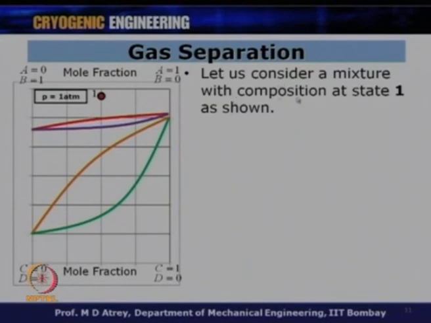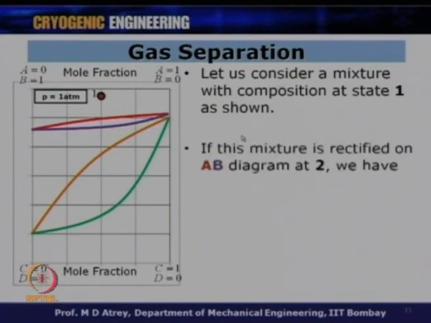So, let us consider a mixture with a composition at state 1 at this point, and if this mixture is rectified, the first condensation, if you can see from 1 to 2, the liquid will be at this point. The mole fraction of A will increase from this point to this. This will be referred to the top x axis, and therefore, you can see here that the fraction of A will increase from this point to this point. So, Y liquid will be at 2 FAB. This is what you get at this point, 2 FAB.